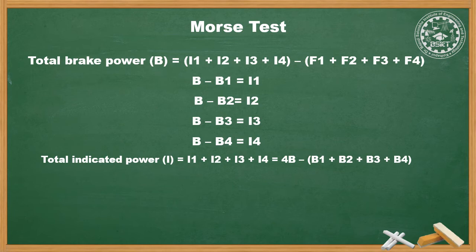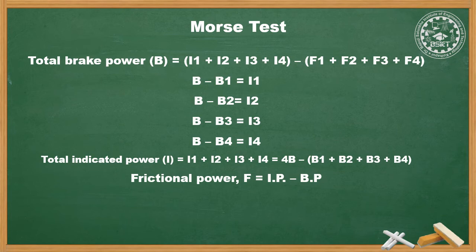After getting the indicated power and the brake power, we can calculate the frictional power. That is, frictional power is equal to indicated power minus brake power. Frictional power is constant, which is supposed to be independent of load and directly proportional to the speed. Therefore, frictional power can be calculated as Fp is equal to Ip minus Bp.